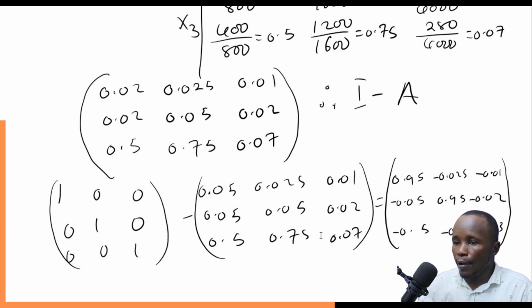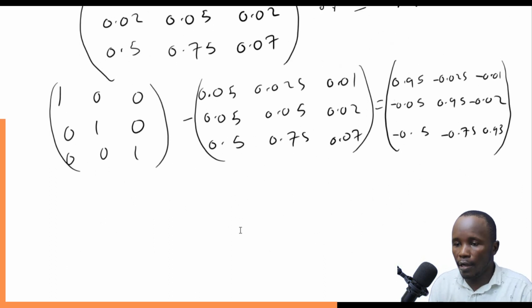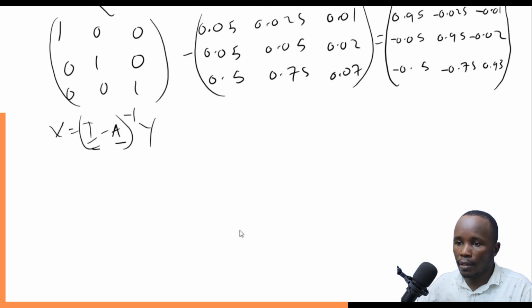Now, remember what we need here. If you want to find X, it is I minus A inverse multiplied by Y. So what I have here is I minus A. I want to find the inverse. How do I find the inverse here? The first thing is to find the minor matrix.